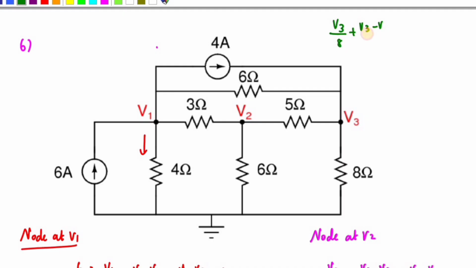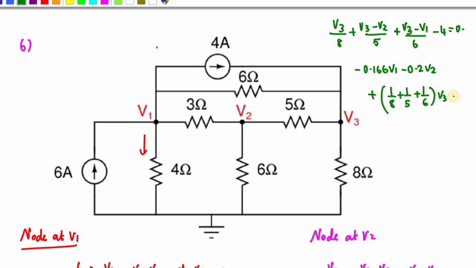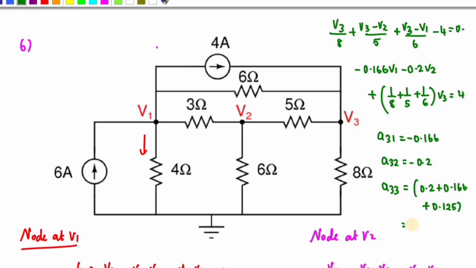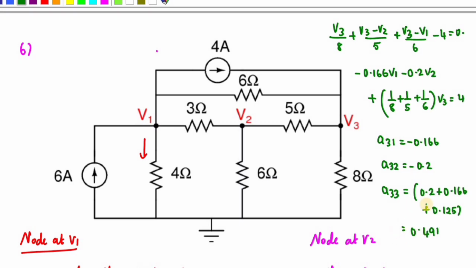Next, for node voltage V3: V3 by 8 plus V3 minus V2 divided by 5 plus V3 minus V1 divided by 6 minus 4 is equal to 0. If I take V1 common, I will get minus 1 divided by 6, which is 0.166, minus 0.2 V2 plus 1 divided by 8 plus 1 divided by 5 plus 1 divided by 6 V3 is equal to 4. So now solving, I will get A31 is equal to minus 0.166, A32 is equal to minus 0.2, A33 is equal to 0.2 plus 0.166 plus 0.125, that is 0.491, along with the I1, I2 and I3 values. Now let us solve the next problem.